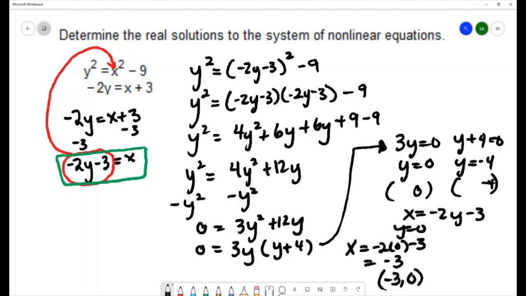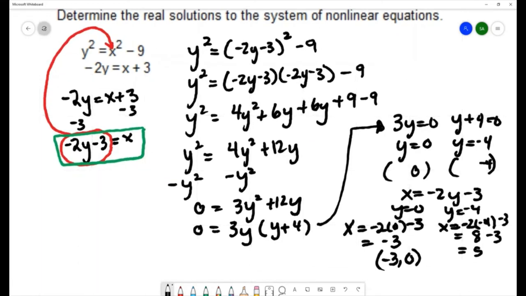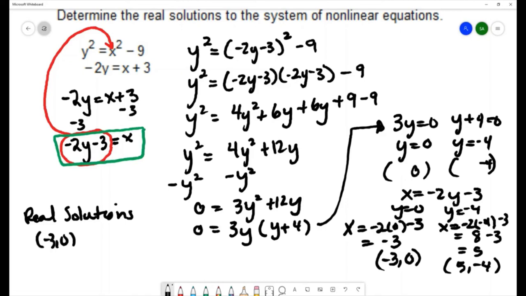Then the other one has y equals negative 4. That's x equals negative 2 times negative 4 minus 3. That's 8 minus 3, which is 5. And so I have the other ordered pair being 5, negative 4. So I have the real solutions to this system of equations being negative 3, 0 and 5, negative 4.